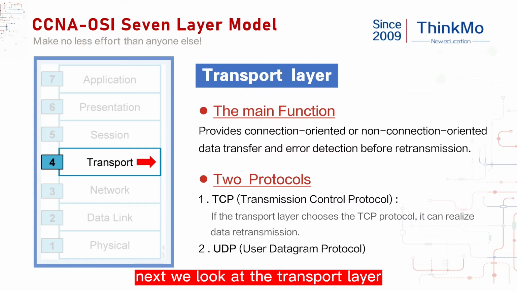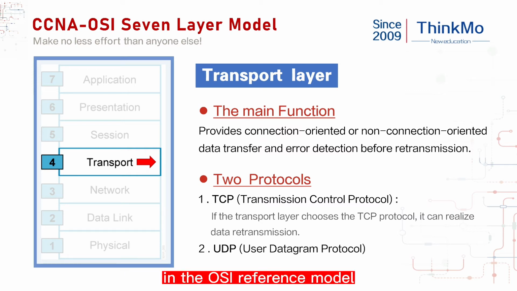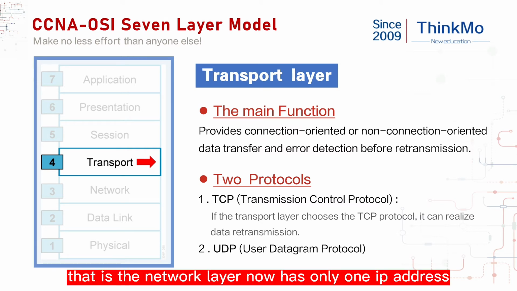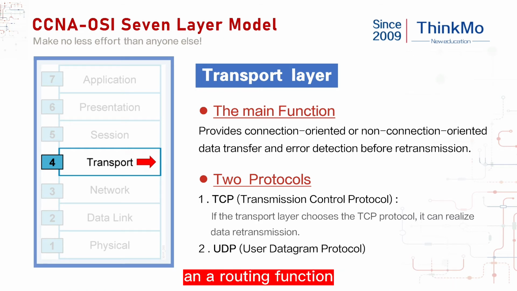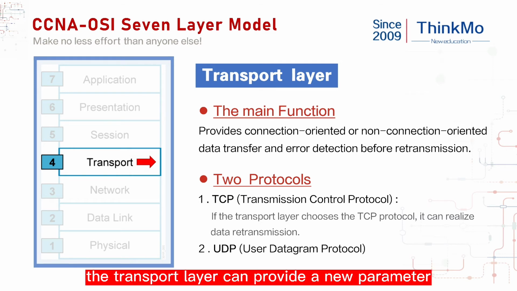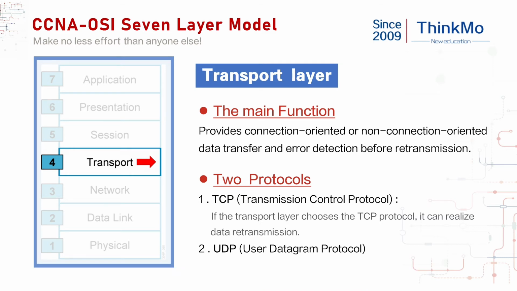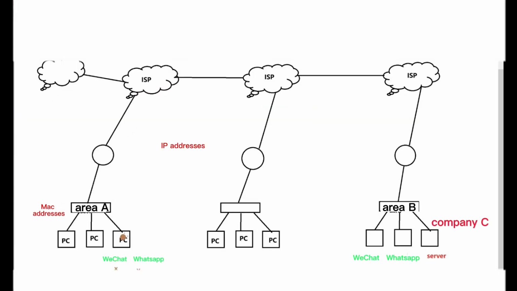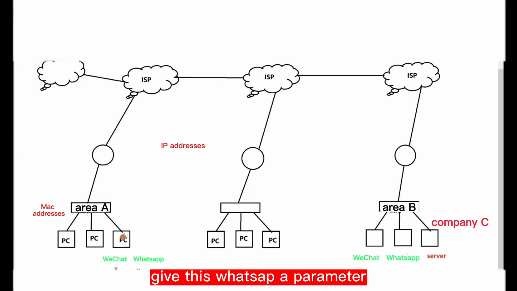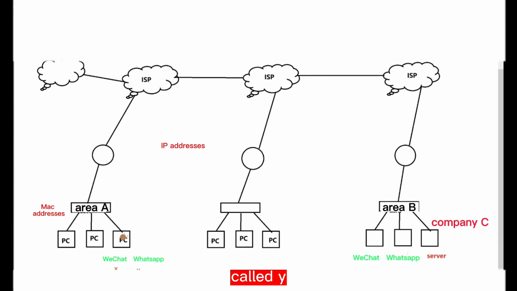Next we look at the transport layer. In the OSI reference model, the network layer now has only one IP address and a routing function. We don't have any other features. So we have the concept of a port. The transport layer can provide a new parameter or a new variable: the port. For example, locally I give WeChat a parameter called X, and give WhatsApp a parameter called Y.